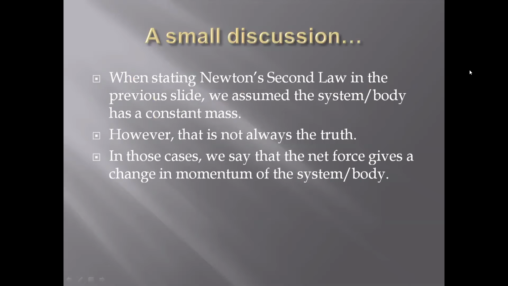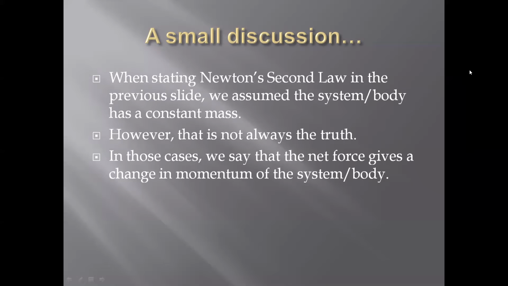Now, we need to focus on a small discussion because when stating Newton's second law in the previous slide, we assumed the system or the body has a constant mass. However, that is not always the truth. While it is not natural to think of examples when a system mass varies, they do appear in real-life situations.